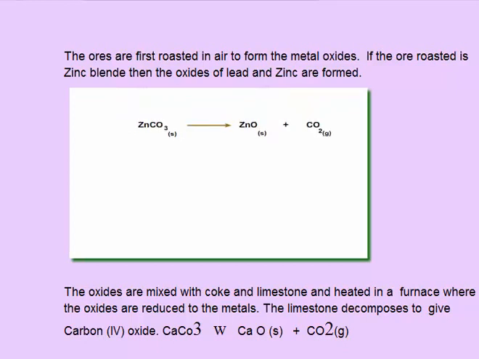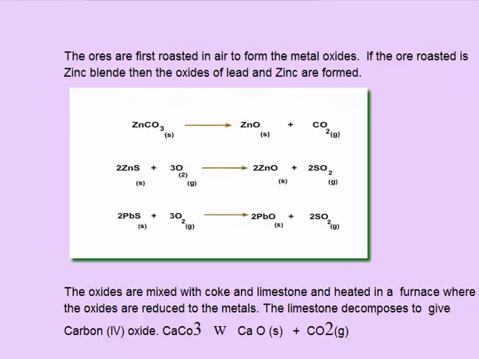The ores are first roasted in air to form the metal oxides. If the ore roasted is zinc blende, then the oxides of lead and zinc are formed. This is given by the following equations. The oxides are mixed with coke and limestone and heated in a furnace where the oxides are reduced to the metals. The limestone decomposes.